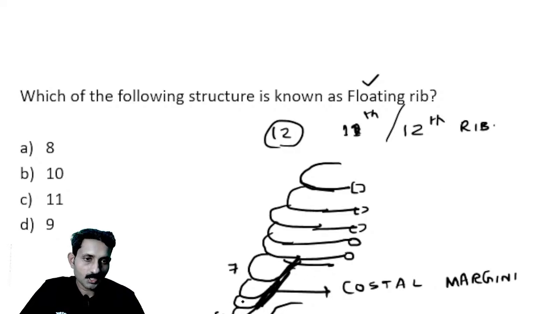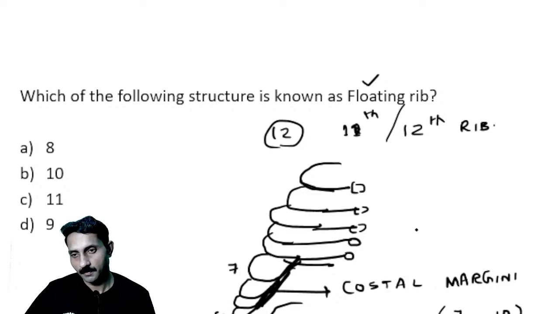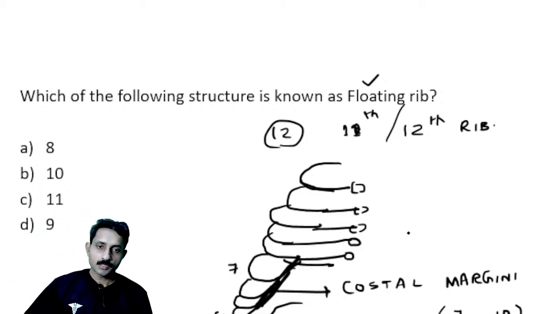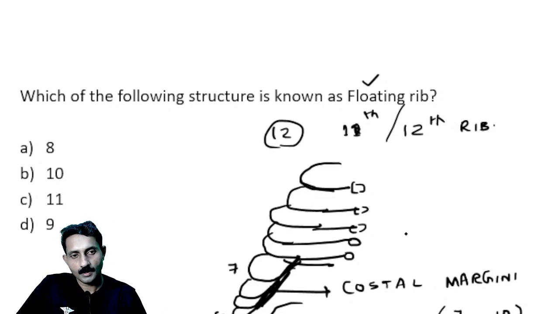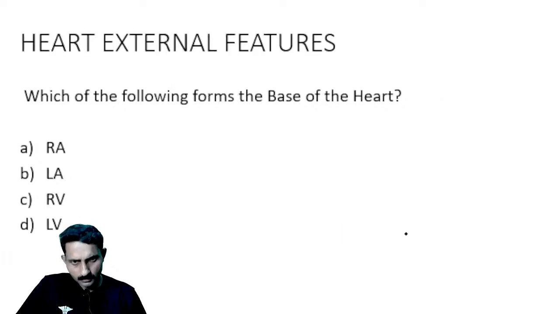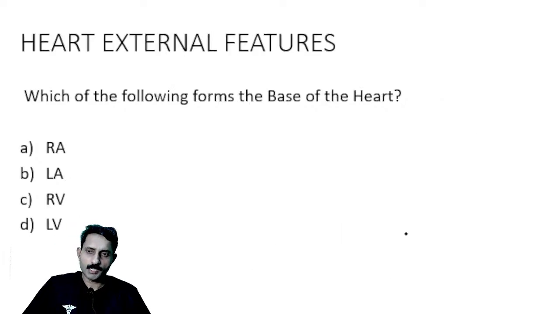So what ribs form the costal margin? If they ask you, it is 7 to 10 that form a margin called the costal margin. Sternocostal ribs, from the first rib to the sixth rib, are directly articulating with the sternum. Okay, next we'll move on from the thoracic cage.